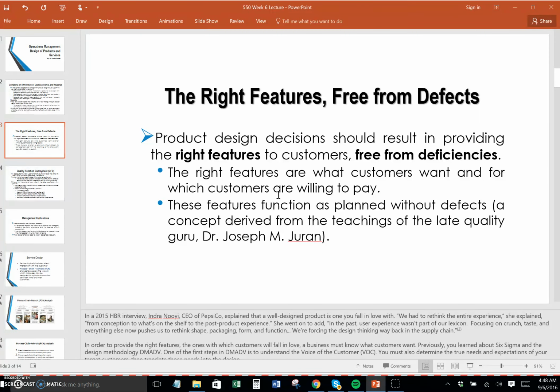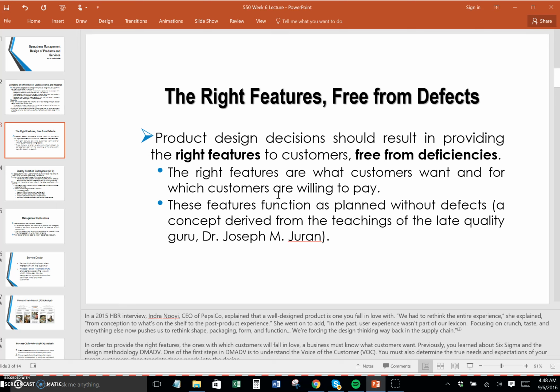Product design decisions should result in providing the right features to customers, free from deficiencies. The right features are what customers want or for which customers are willing to pay. These features are what customers want and are willing to pay for, and are planned without defects. Whether you're selling a Rolls-Royce or a Kia, whether you are a Ritz-Carlton or Motel 6, the definition holds the key to your company's success.